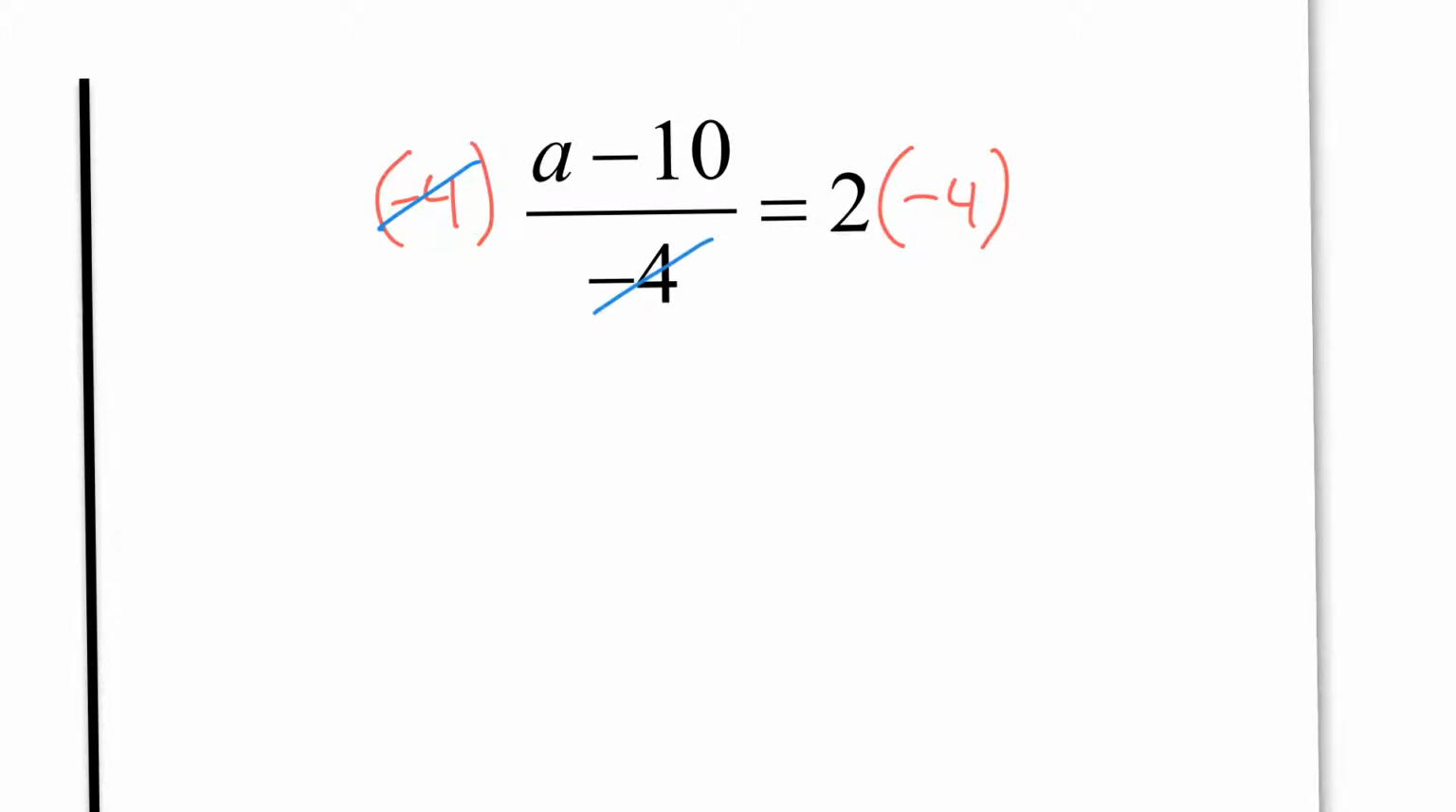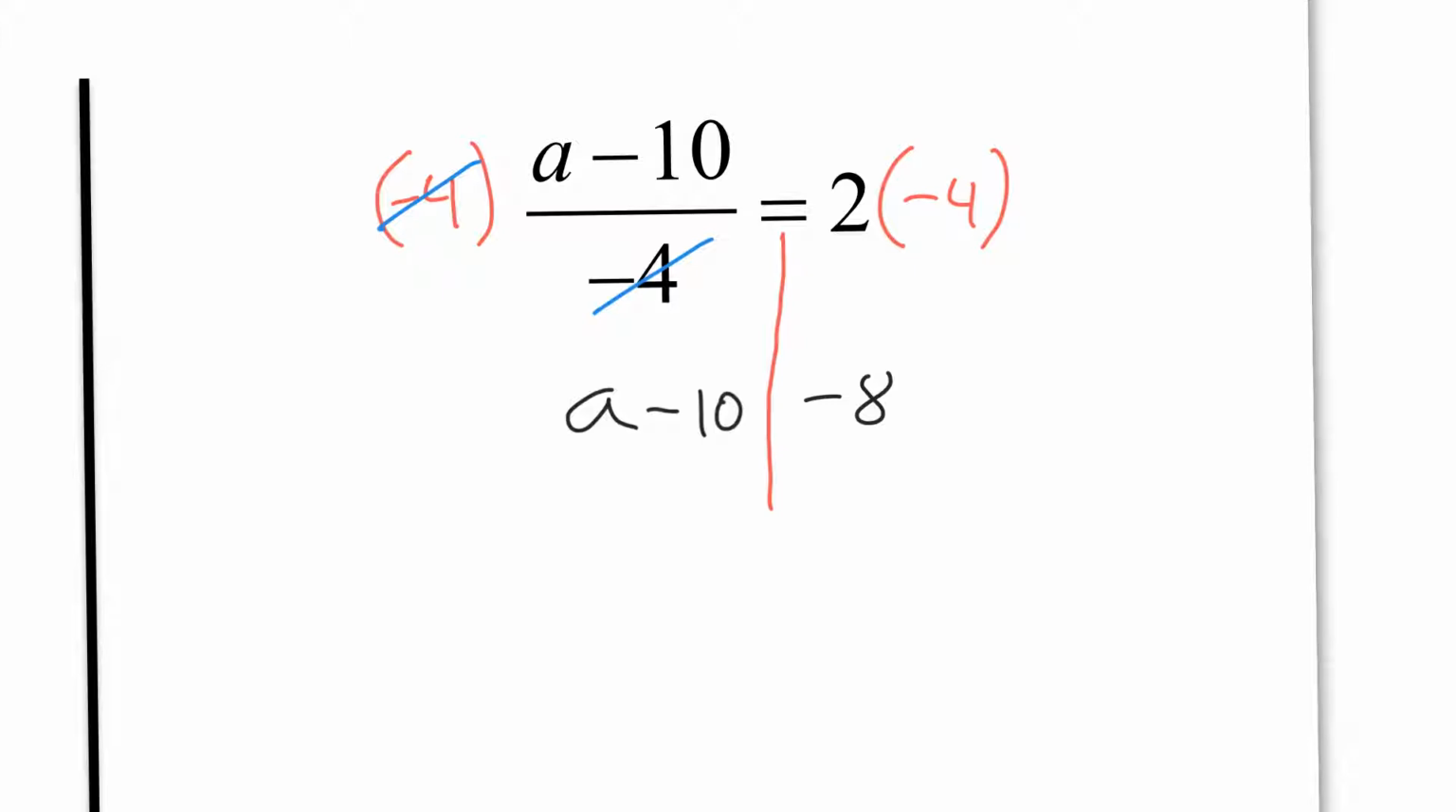And I'm going to keep what's on the top of the fraction. So let me just draw the line here under the equal sign. Let me bring down the a minus 10, and I'm going to multiply the other side. 2 times negative 4, that's negative 8. And I go to step number 2.